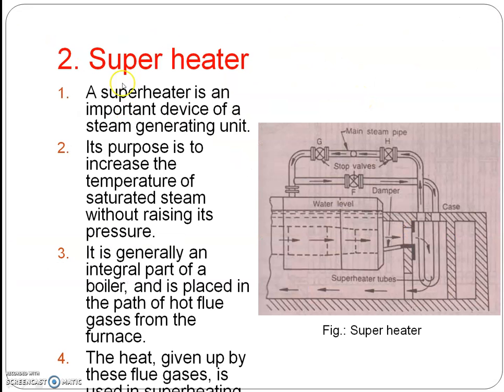In the next slide, we will discuss the superheater. The superheater is an important device for the steam generating unit. Its purpose is to increase the temperature of the saturated steam without raising its pressure. It is generally an integral part of the boiler and is placed in the path of the hot flue gases from the furnace. The heat given up by these flue gases is used for superheating.